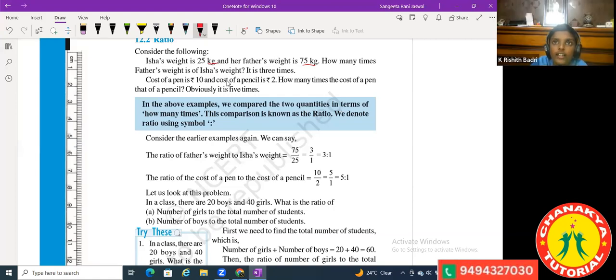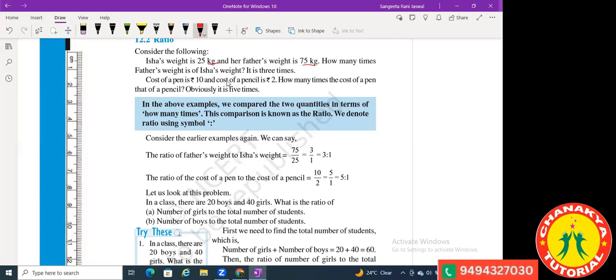Can you find the ratio if the values are in decimal forms? If the values are in decimal form, yes, you can find it. You can remove the decimal point from there if you want to make it easier.